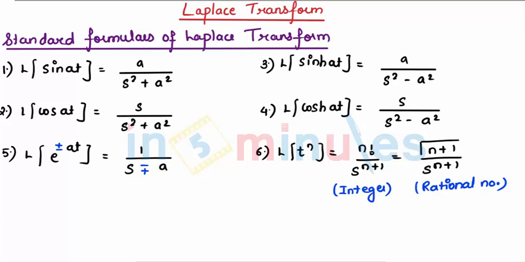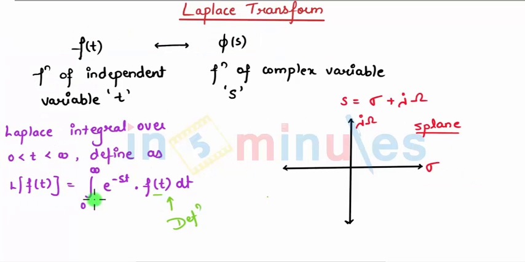The last one is the constant. If you need to find Laplace of a constant, say k, then it is nothing but k by s. I do mention here k is nothing but a constant. Now, out of the 7 formulas, I will prove the sin at formula by my standard definition.